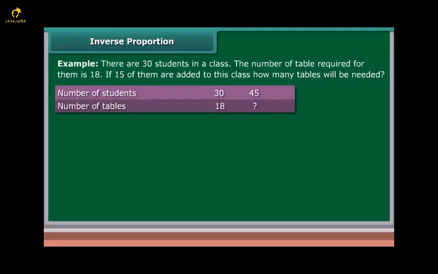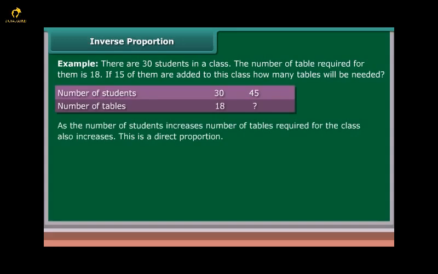Example: there are 30 students in a class. The number of tables required for them is 18. If 15 of them are added to this class, how many tables will be needed? As the number of students increases, number of tables required for the class also increases. This is a direct proportion. 30 upon 18 is equal to 45 upon x. X is equal to 45 into 18 upon 30, which is equal to 27. Number of tables required is equal to 27.